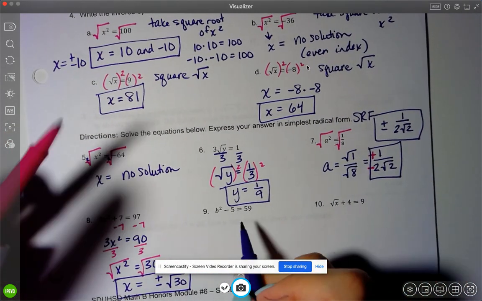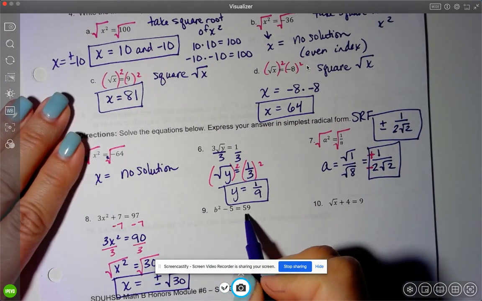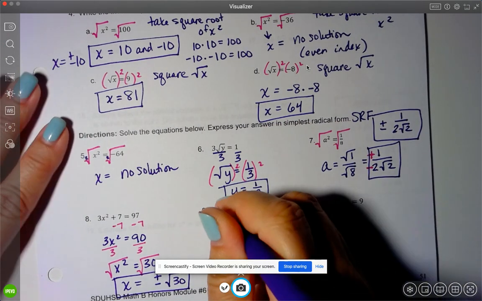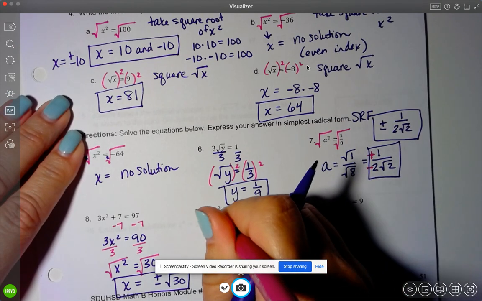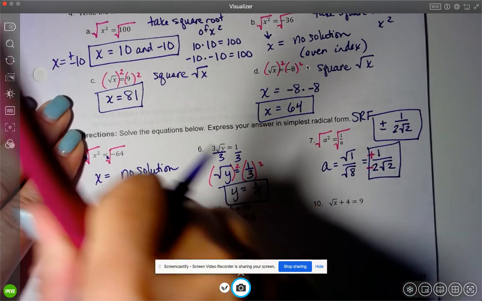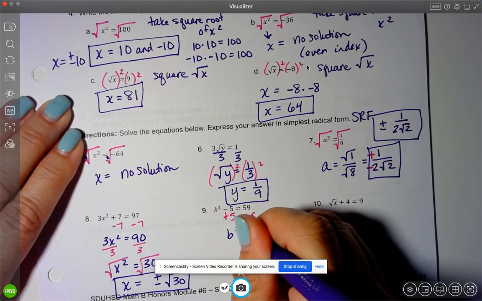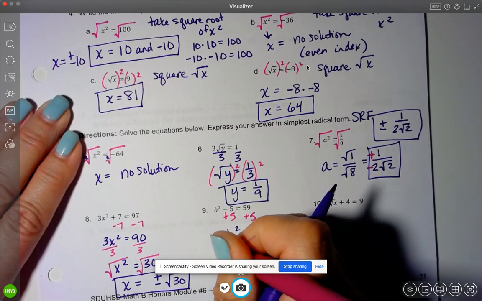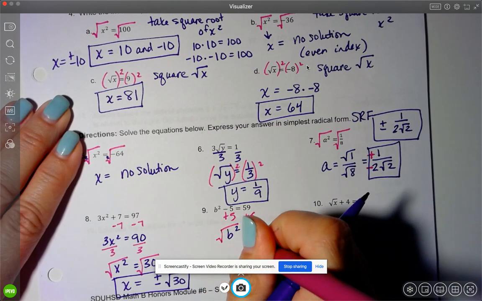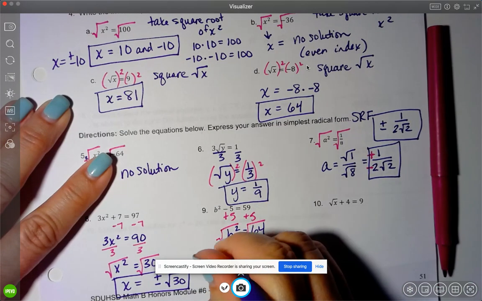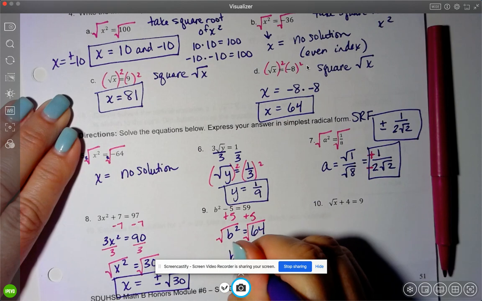Okay, over here I have b squared minus 5 equals 59. I'm going to go ahead and add 5 to both sides. So b squared equals 64. And then take the square root of both sides. Inverse operation. So I have b equals actually positive and negative 8.